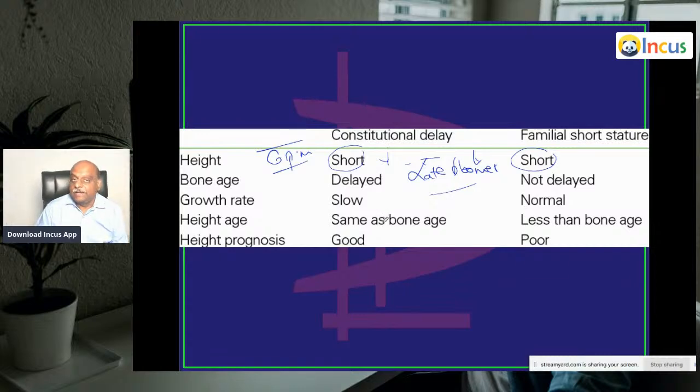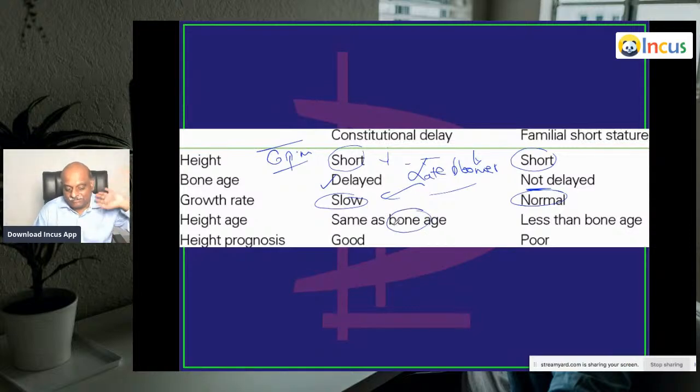So the difference is, in constitutional delay, the bone age is delayed, not in familial short stature. The growth rate is normal in familial short stature, but the growth rate is slow in constitutional delay. That's the reason they're called late bloomers. The height age is same as the bone age.